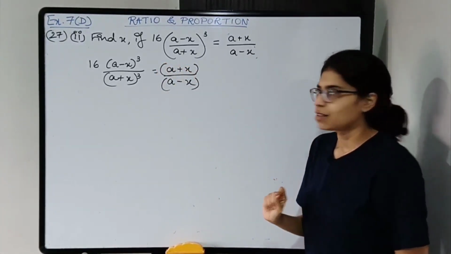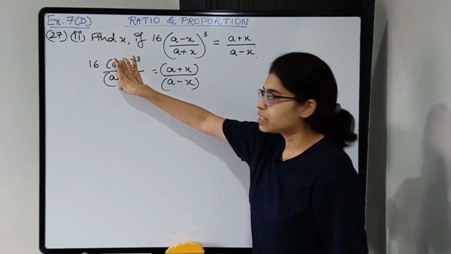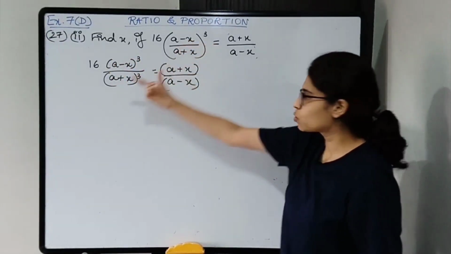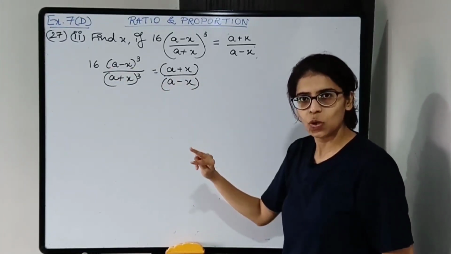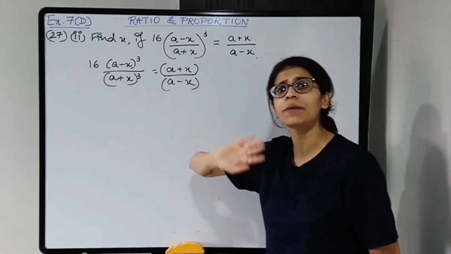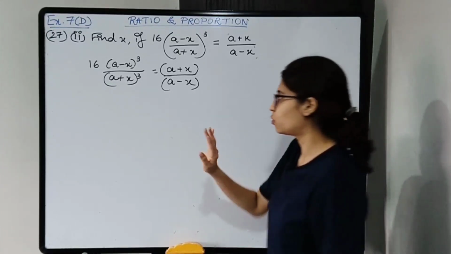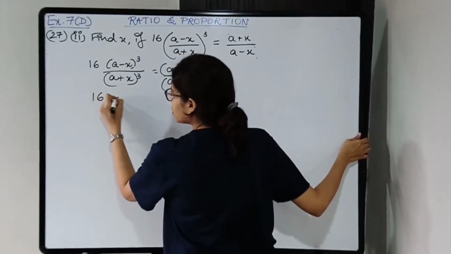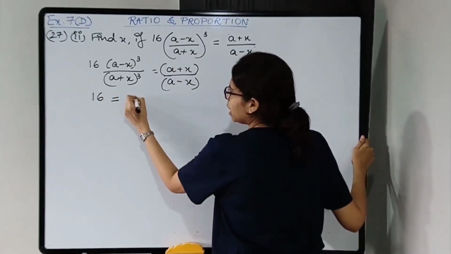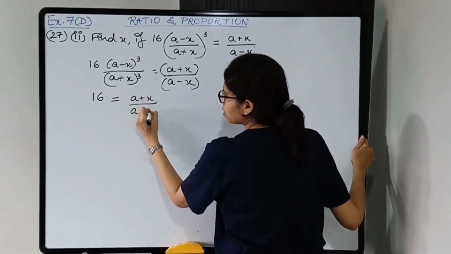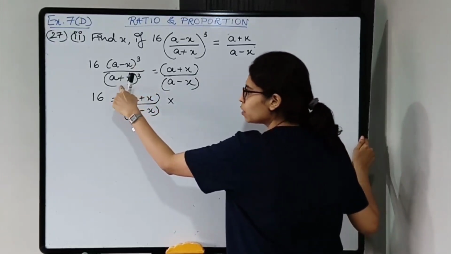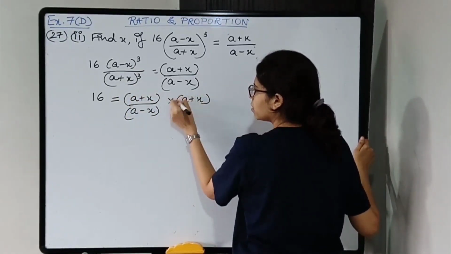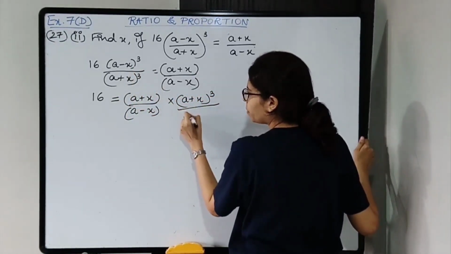What I'll do is I'll shift a plus x and a minus x over here. So this goes in the numerator and this goes in the denominator. Reciprocal. Okay. 16 you'll keep as it is. So a plus x upon a minus x as it is, and here you will shift this, so this will go in the numerator and this will go in the denominator.